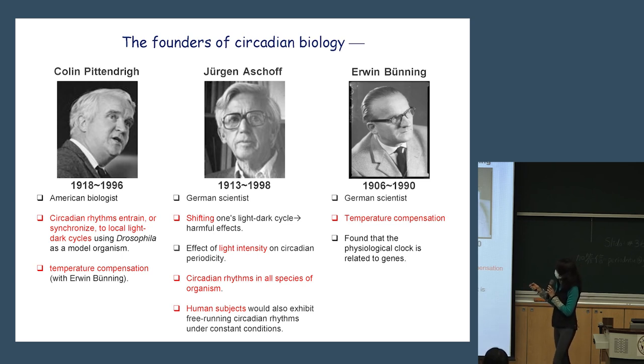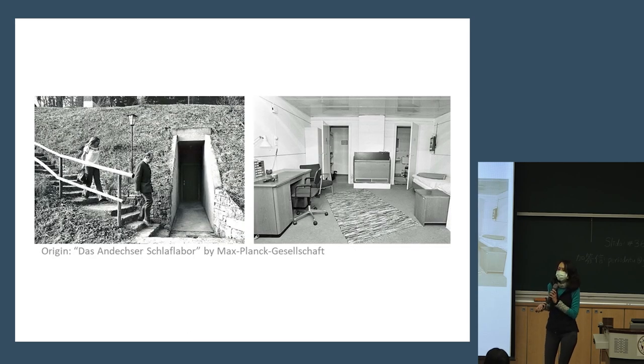All right? So the guy in the middle, Eugene Aschoff, is really a pioneer because he's one of the first people to say that if you change a person's light cycle, it can cause health issues. And he's also the first one participating in human experiments. They built a bunker, okay? In the bunker, there's no window, soundproof, and no clock, no watch, dim light.